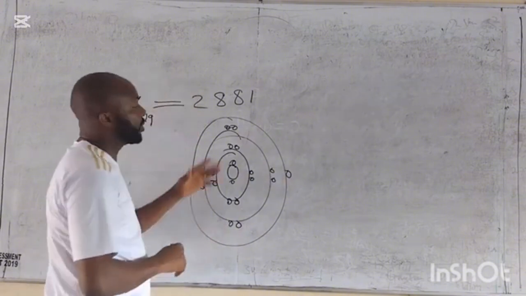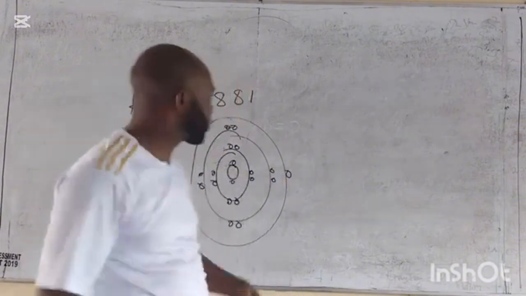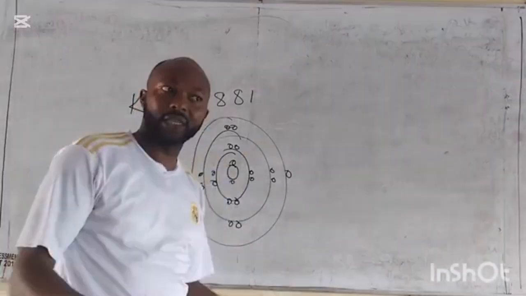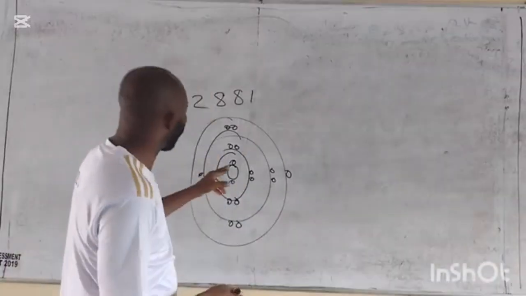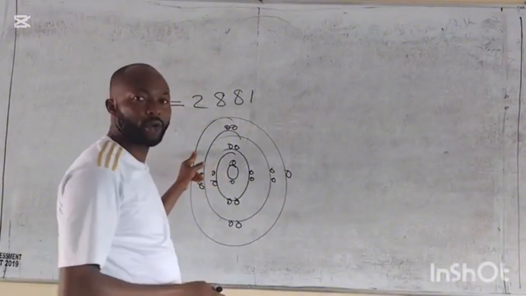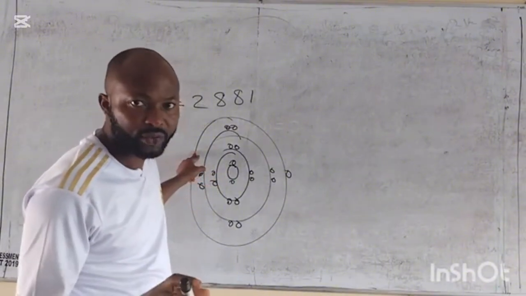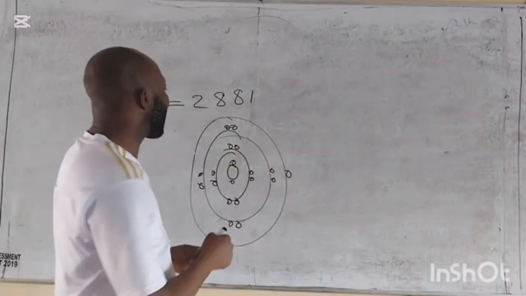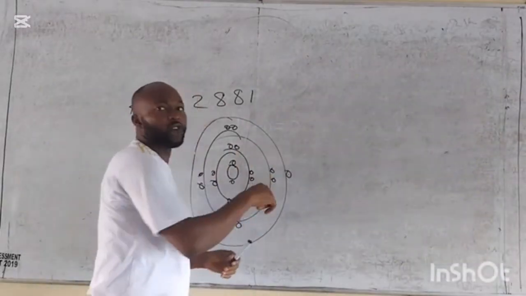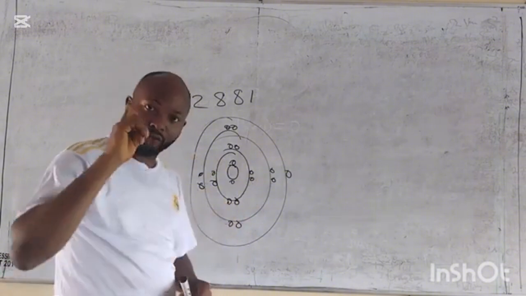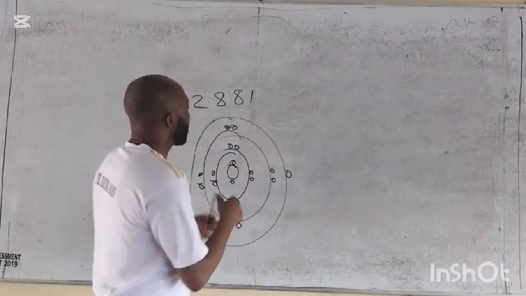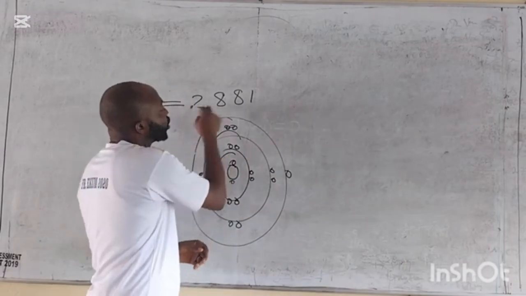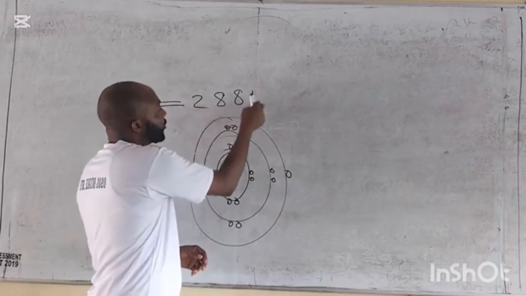Now, from here we can determine the group in which potassium belongs in the periodic table, and even the period when the case arises. So it has 1, 2, 3, 4 shells. It is found in period 4 of the periodic table. And it has 1 electron in its outermost shell. It is found in group 1. So, for me not to be doing this whole thing, you can easily look here: 2, 8, 8, 1.